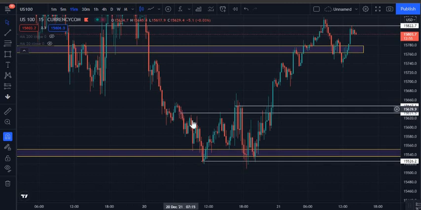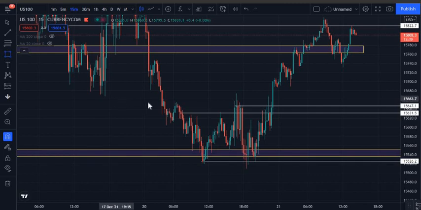Price did get to our support area, right? Got to our support area and rejected that zone. So what we were waiting for is market open, and to see how we'll analyze this market and how we'll take advantage of this market, right?